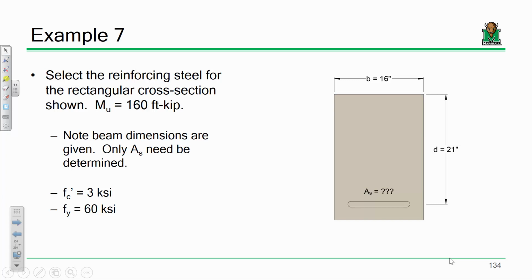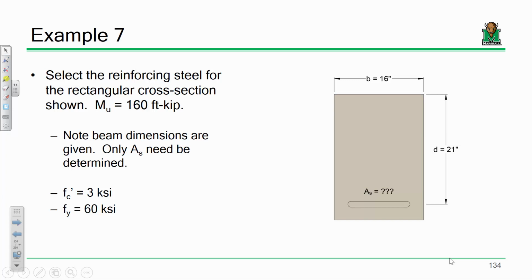And we're going to use 3 ksi concrete, 60 ksi steel. We already have the beam dimensions. It's a 16-inch wide beam. Its effective depth is 21 inches. Note that I didn't give you the height of the beam, but that doesn't matter because the height of the beam would only be used in one place, and that's to compute the self-weight of the beam. And the self-weight of the beam is used to compute factored moments. I already told you what the factored moments are, so that's really not needed. Okay? So really all I want is the area of steel.